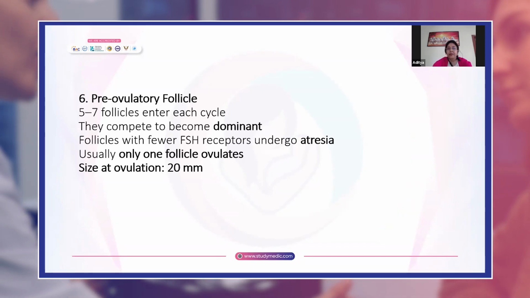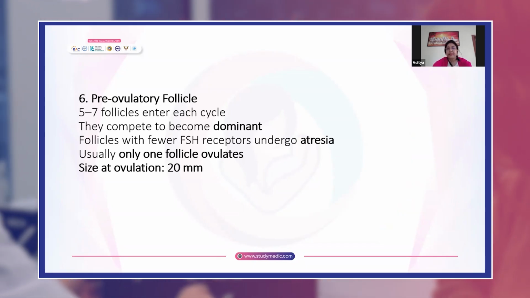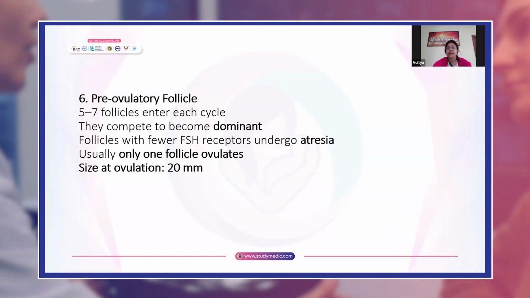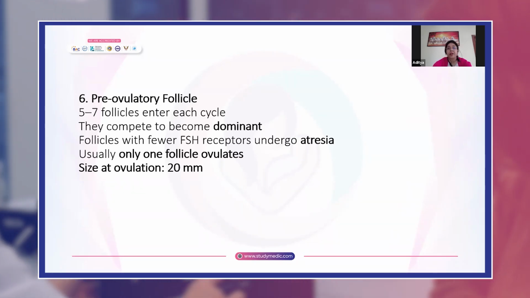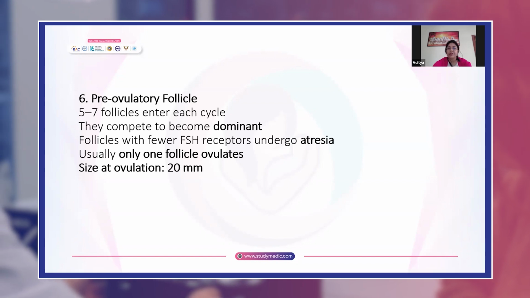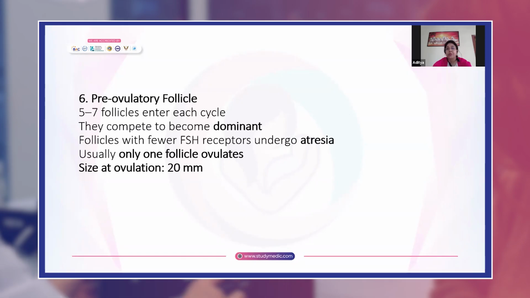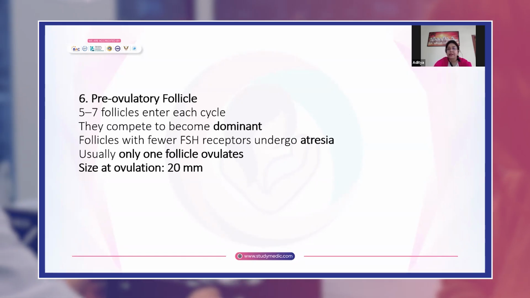In the pre-ovulatory follicle, 5 to 7 follicles enter each cycle. They compete to become dominant. Follicles with fewer FSH receptors undergo atresia. And usually one follicle ovulates, and the size at ovulation is 18 to 20 mm. Again, this is an SBA point.